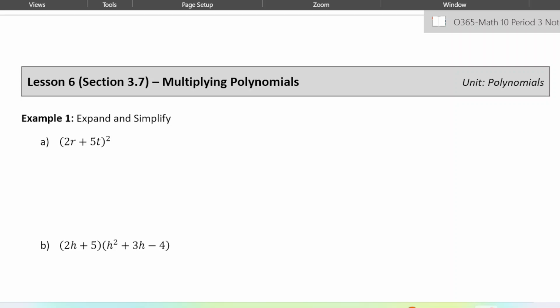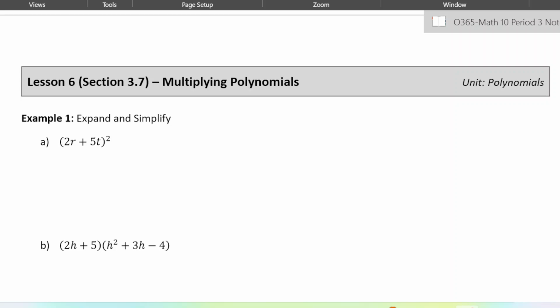Hey everyone, today we're doing lesson 6 in the Polynomials chapter, section 3.7 in the textbook. We're going to be multiplying polynomials today. We have started multiplying polynomials over the last few lessons, but today we're going to look at more complicated situations where we're adding, multiplying, and subtracting all together in one question.